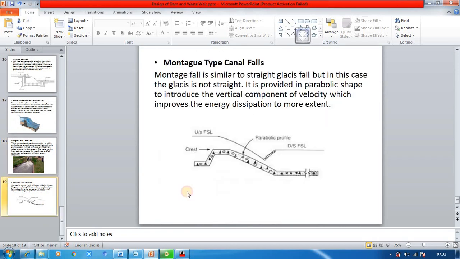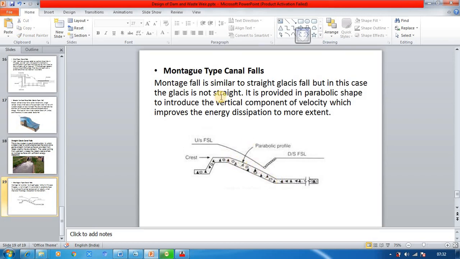Okay, and the next type of canal drop is the straight glacis type of canal fall. In this one, the crest will be raised a little, and the water will be allowed over the straight edge. Here in this is Montague.